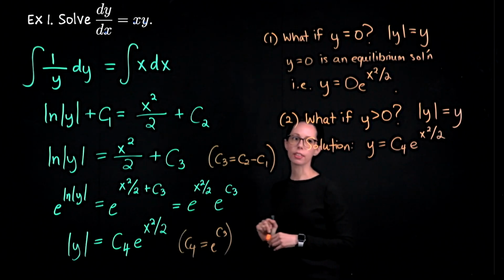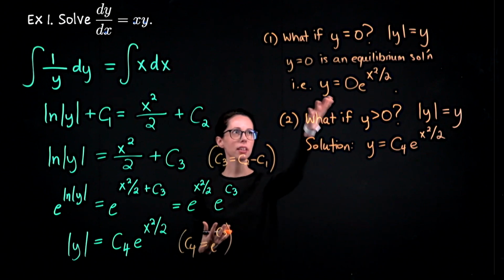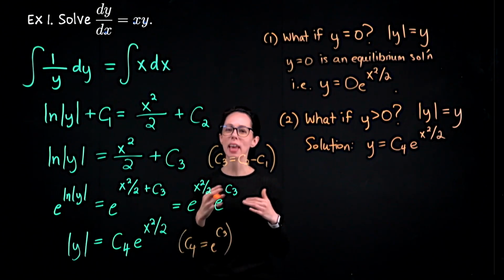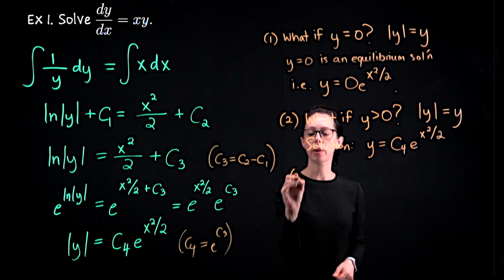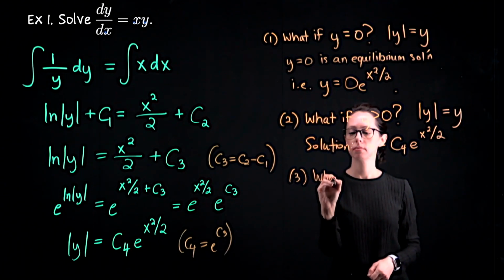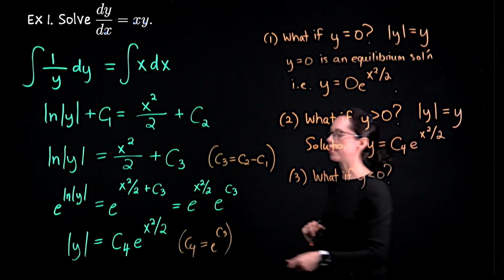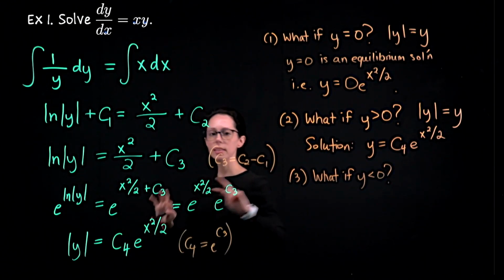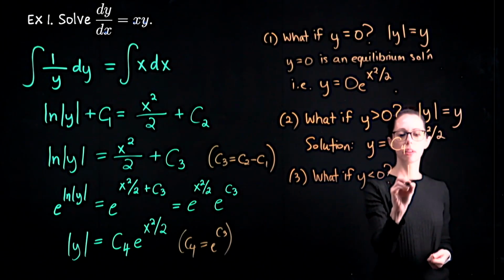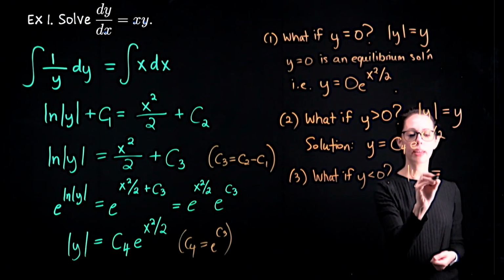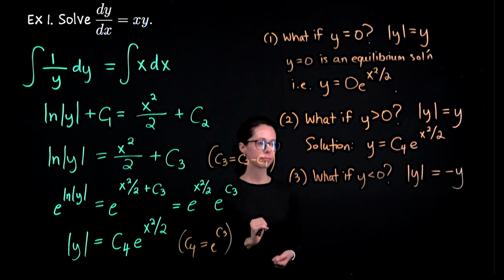Now let's address the third possibility, which is what if y is negative? Again, based on this equilibrium solution at 0, if y is ever negative, it's going to stay negative forever. So if I look at the situation where y is negative, then we know that the absolute value of y needs to flip the sign of y. We do that by throwing a negative in front of y. So if y is negative, the absolute value of y is -1 times y. That makes it positive because y is negative.